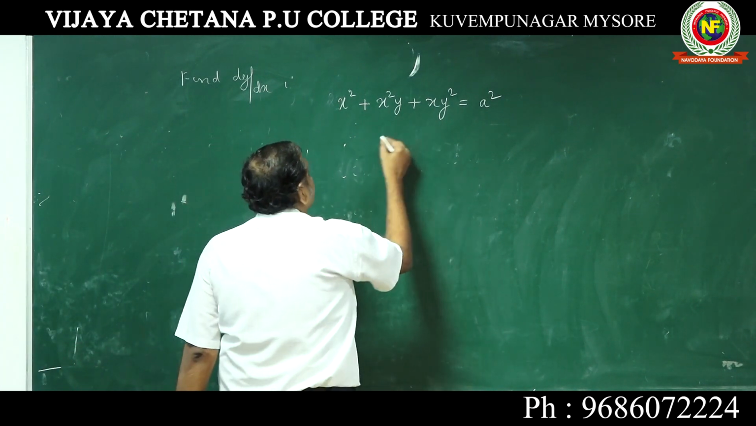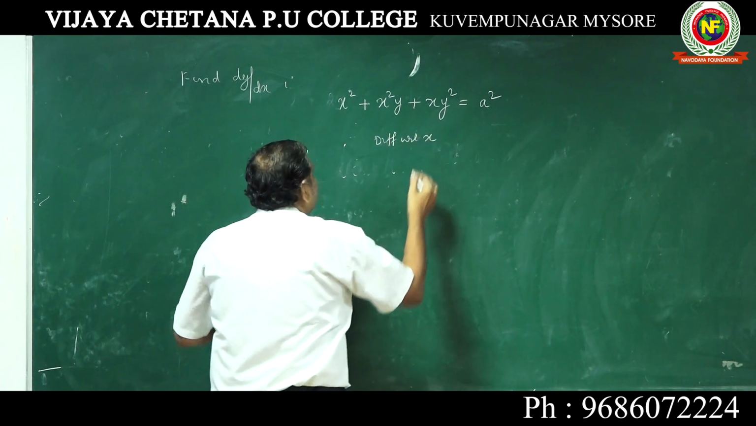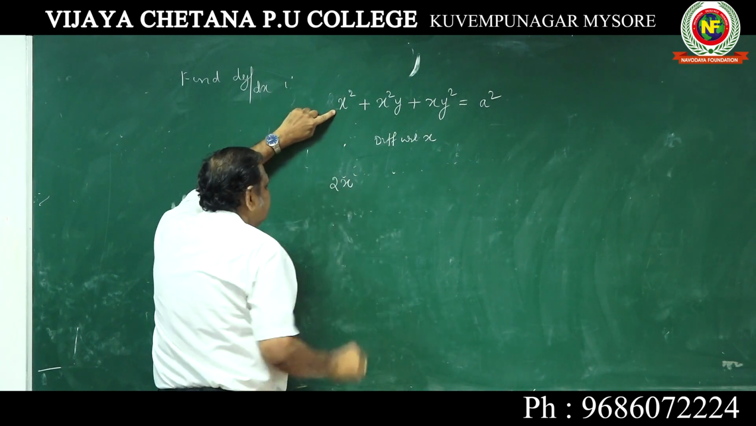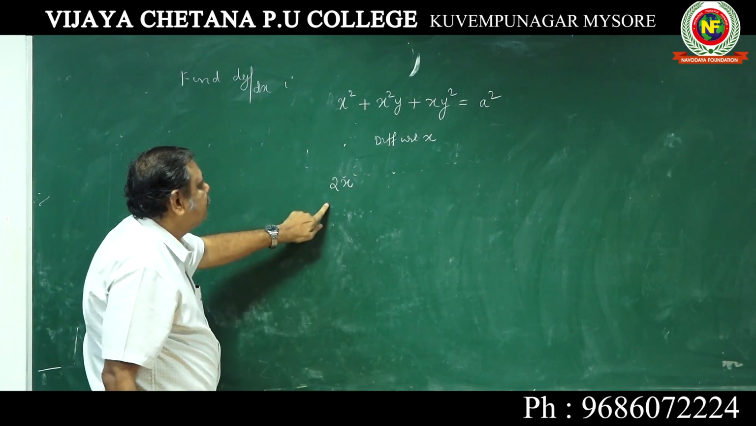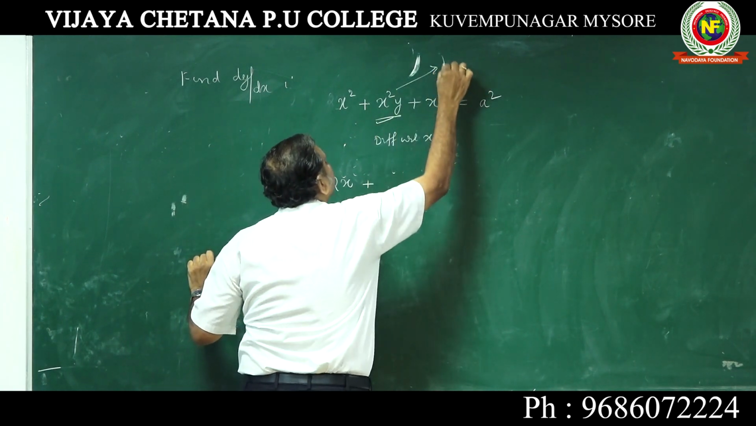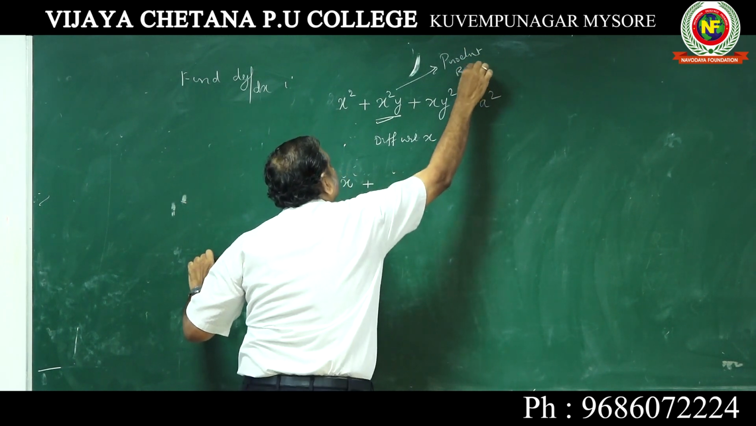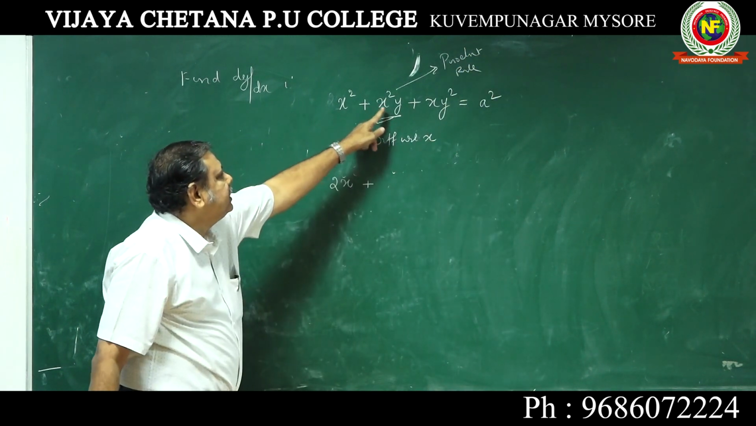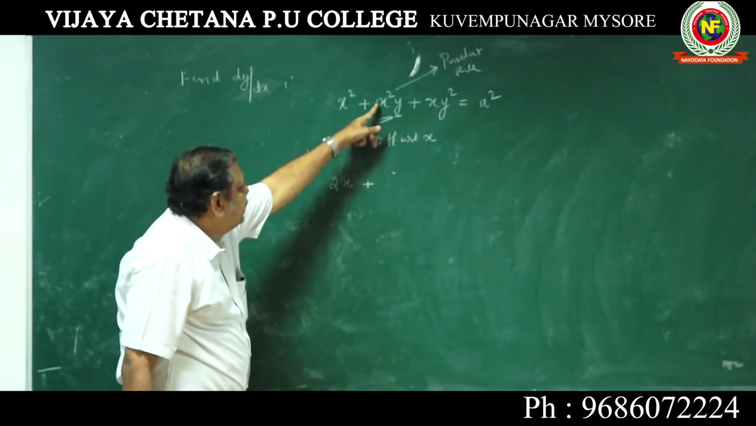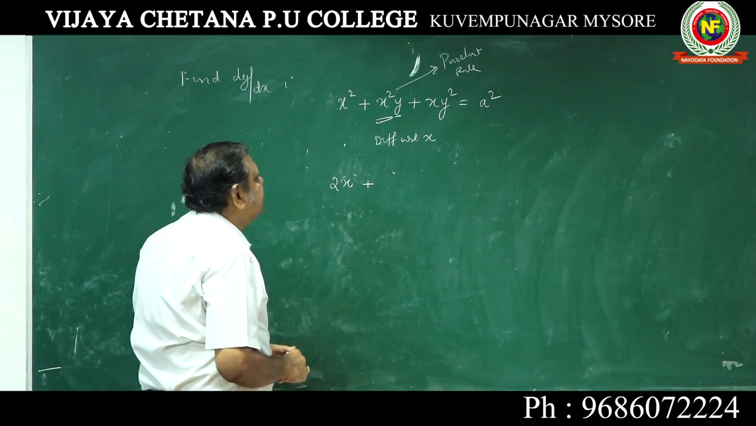Now it is an implicit function. Differentiate with respect to x. When you differentiate x square, it is 2x. Here it is very important. You have to adopt product rule, because this is one function, this is another function. Very, very important. Don't directly write 2x into 1 dy by dx. It's wrong. You have to write, it is a product rule.